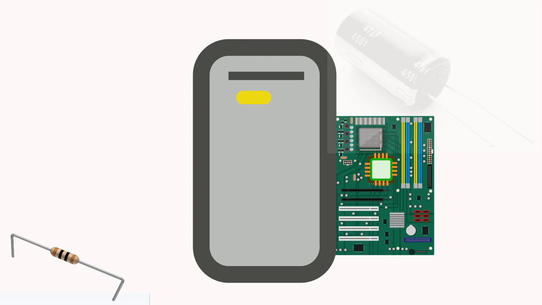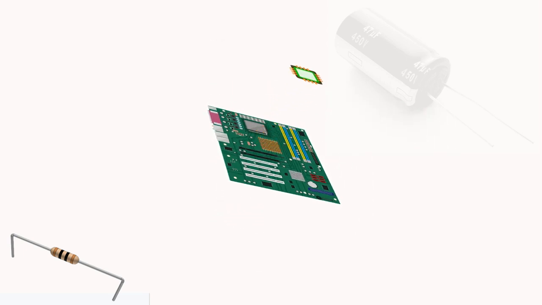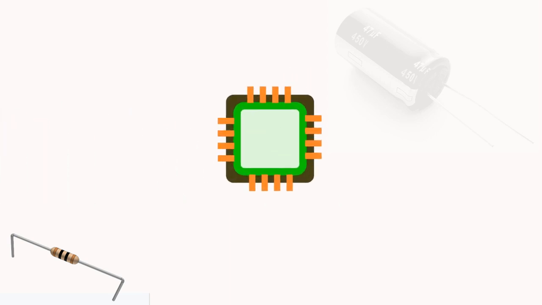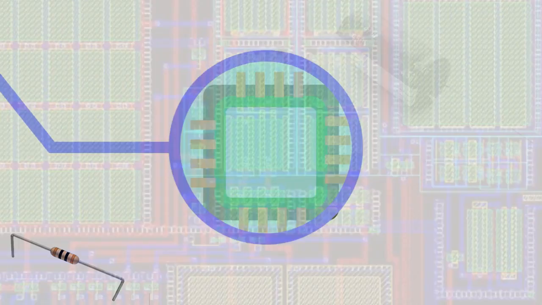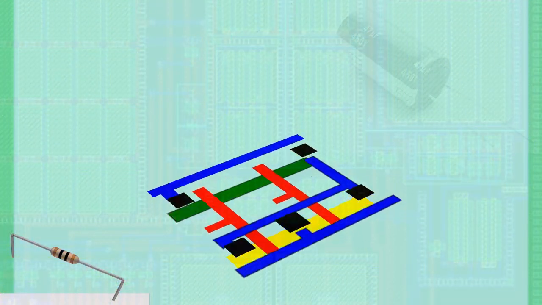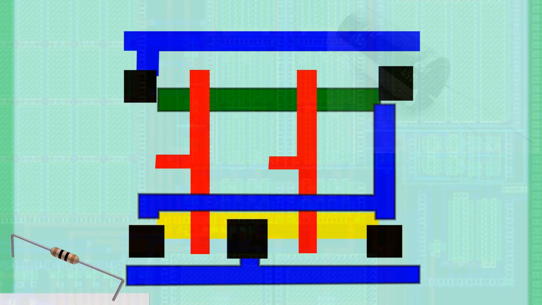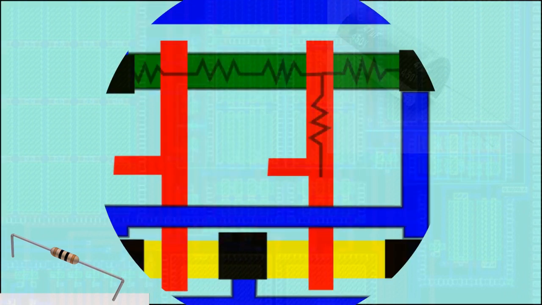The heart of a personal desktop is its motherboard. The central processing unit, which drives the system, is the processor. Now let's try to break down this system to visualize. All circuits internally are made up of active and passive devices. Consider this layout, which is made up of active and passive elements.